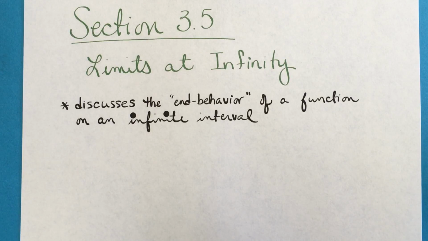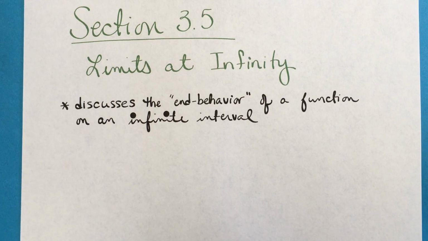Okay, in this section, we're actually going to go back and discuss limits again just a little bit, but we're specifically only going to look at limits at infinity this time. In reference to the graph of the function, when you're talking about limits at infinity, you're discussing what's happening at the ends of your function, to the far left and to the far right. That's why it refers to the end behavior.